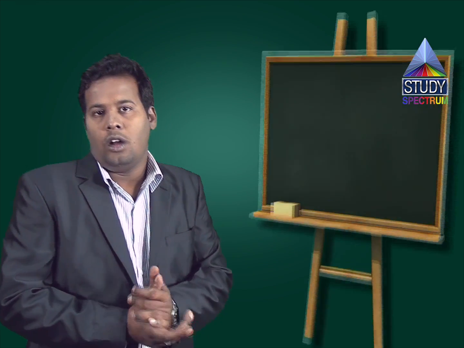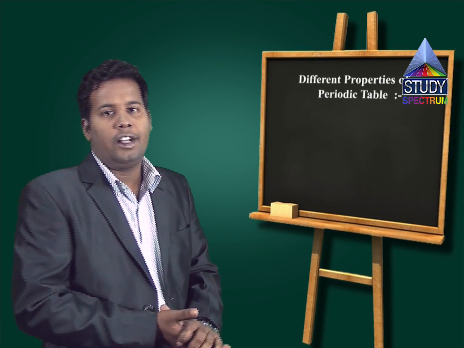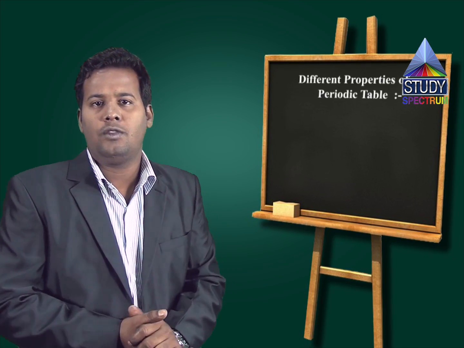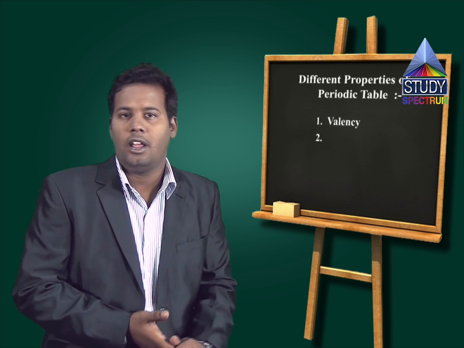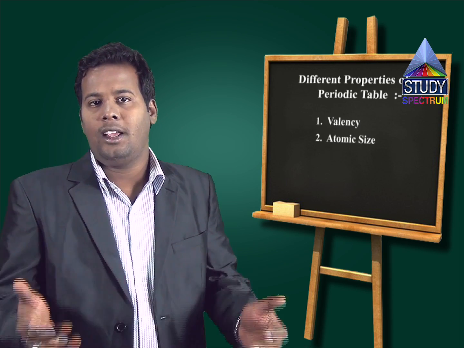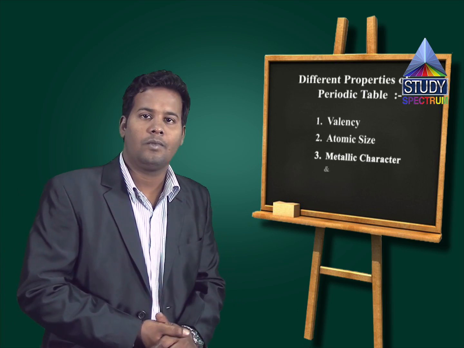Now we'll try to study different properties of the periodic table. There are very few properties which we have to study in this chapter. First one is valency, second is atomic size, and then metallic character and non-metallic character.